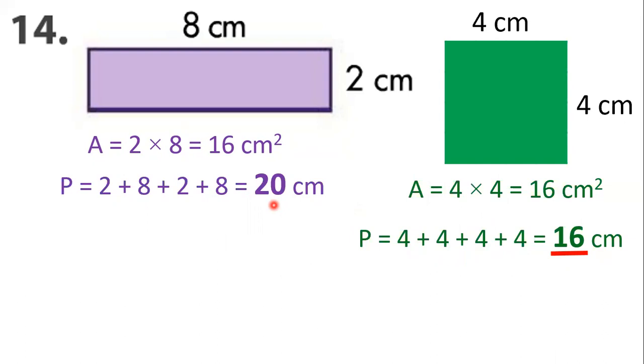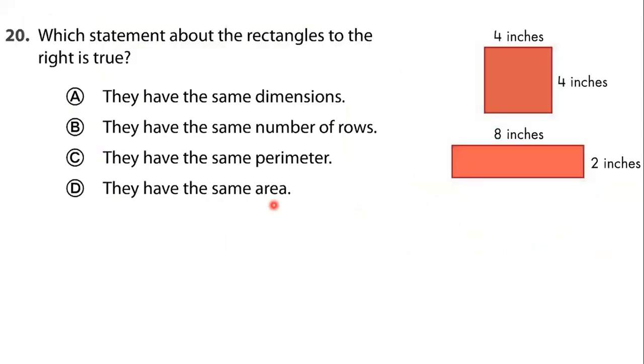Open page 874. Question 20. Which statement about the rectangles to the right is true? Let's say that this rectangle is rectangle 1 and this rectangle is rectangle 2.